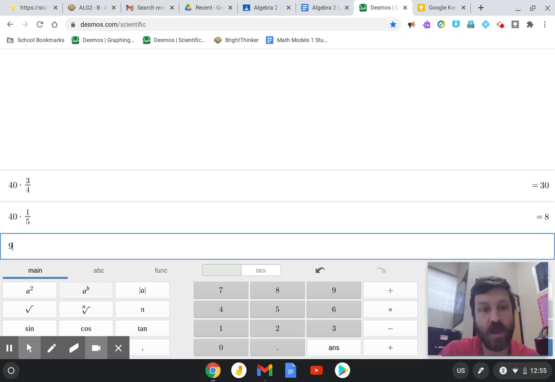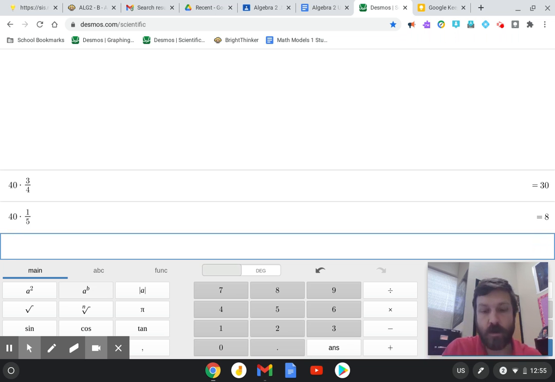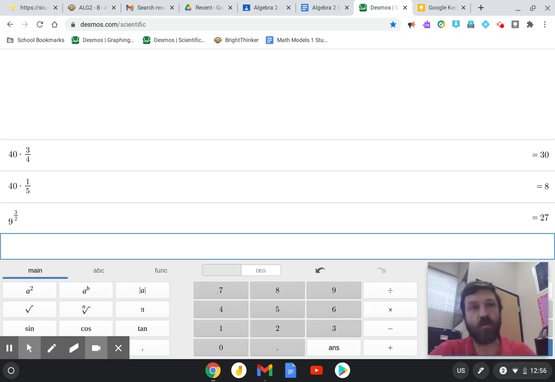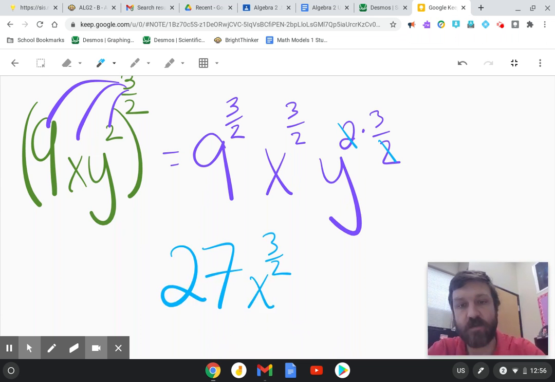So you're going to give it the a, and then you're going to tell it to do it to a certain power, and we're going to do 3 over 2. I just type that in by doing 3 divided by 2. Go back and show you that. 9 raised to 3 divided by 2, and it's 27. So that's easy. So 27 x to the 3/2, nothing to simplify there, y to the 3rd.